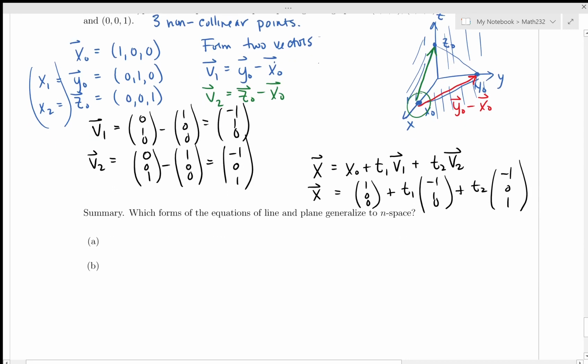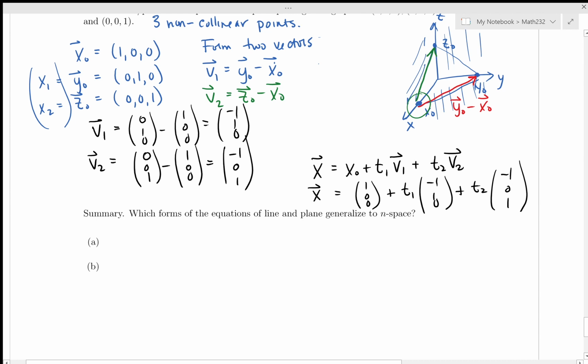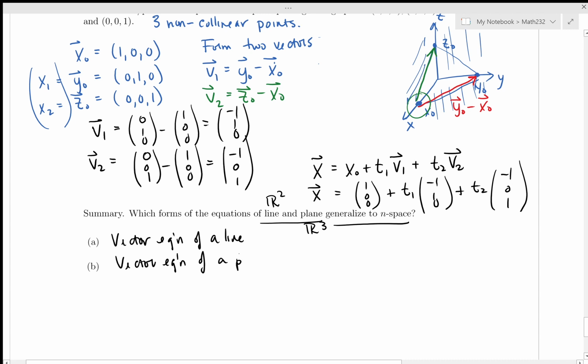So we have the idea. We started in R2 with the vector and parametric equations of the line. Then we moved to R3, with the vector and parametric equations of the plane, and we simply generalize that up. We generalize the idea of the line, which was in R2, and the plane, which was in R3, to n space. So we have the vector equation of a line and the vector equation of a plane.